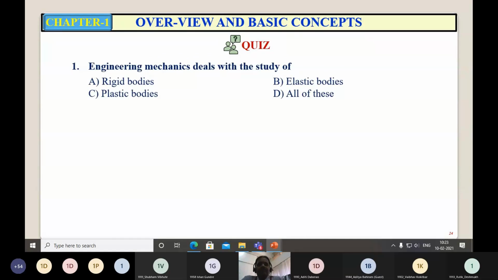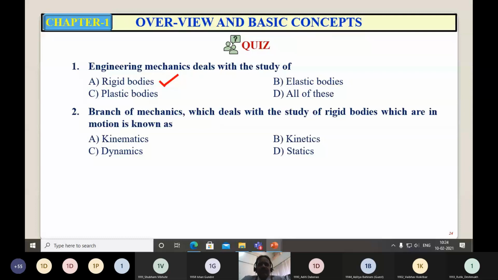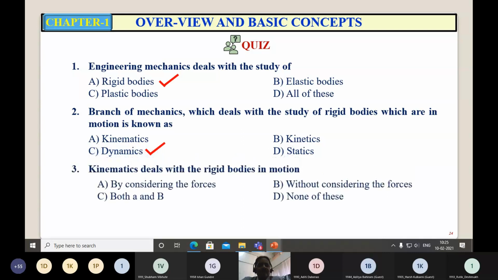Engineering mechanics deals with the study of rigid bodies. Very good. Then the branch of mechanics which deals with the study of rigid bodies which are in motion is known as dynamics. Very good. Then kinematics deals with the rigid bodies in motion.